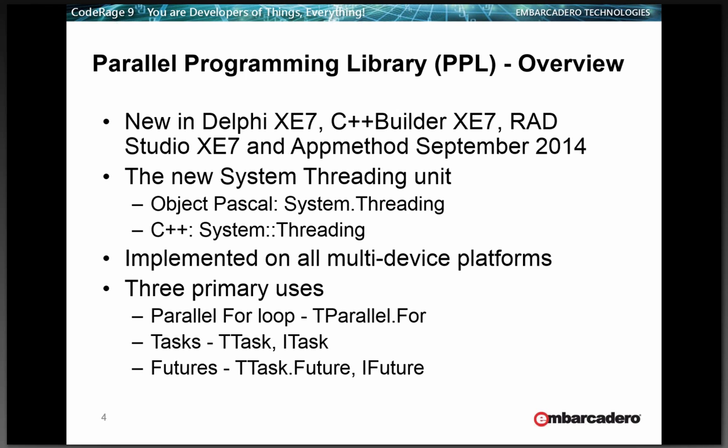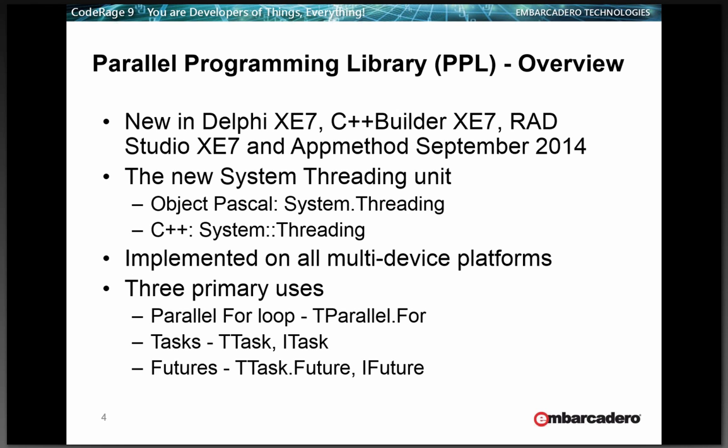We'll come back to Parallel For in a moment, but I wanted to make sure we talk about the two other major areas in the parallel programming library, tasks and futures. And future is related to tasks, right? So maybe tell people a little about what a task is, what an interface to a task is, and then what a future is and how it relates.